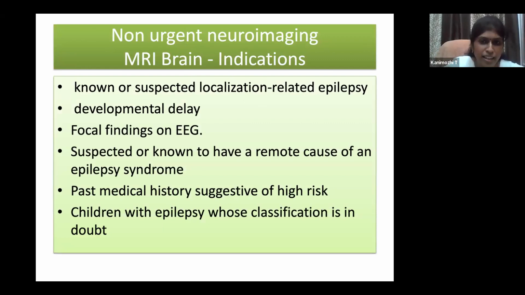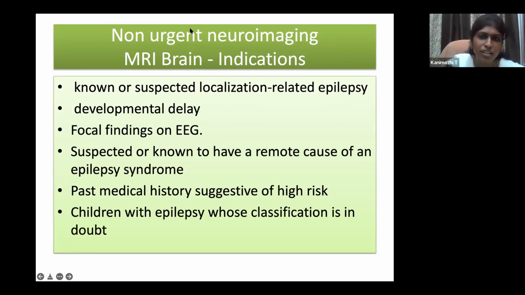Now, should we do a non-urgent MRI brain? If you have a good history suggestive of a seizure type, and the EEG is also suggestive of some idiopathic or genetic seizure, MRI brain is not indicated. We can start the child on AEDs.